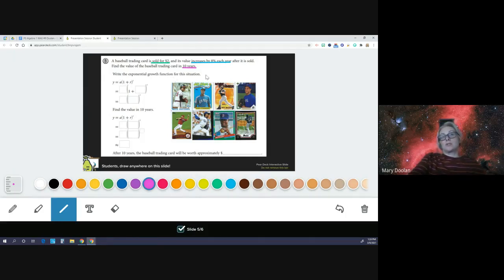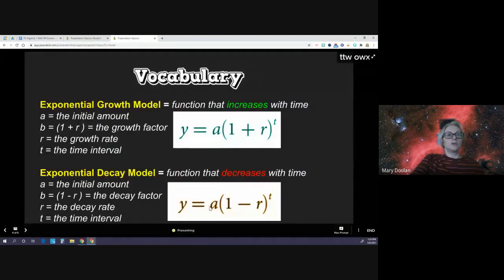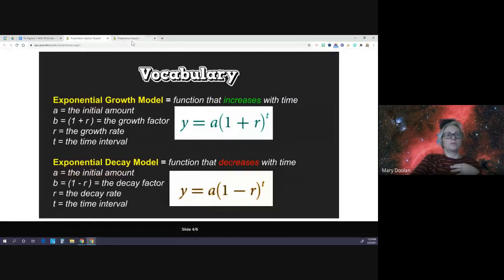So first we write the exponential growth function. y is equal to a times 1 plus r to the t power. A is your initial amount, which is $2. So we're going to put a 2 in this first box. Plus r. What is r? R stands for, I'll go back a slide, R stands for the growth rate.